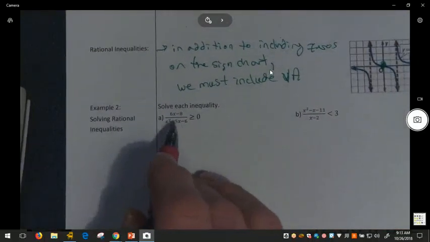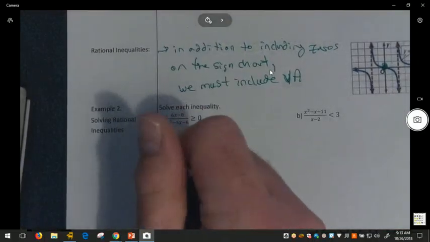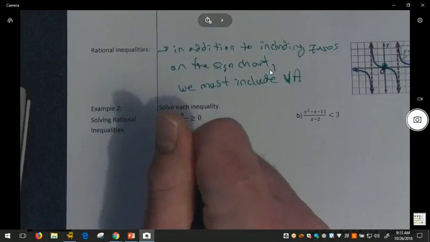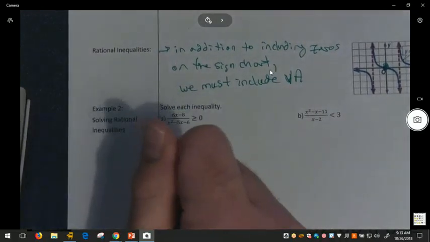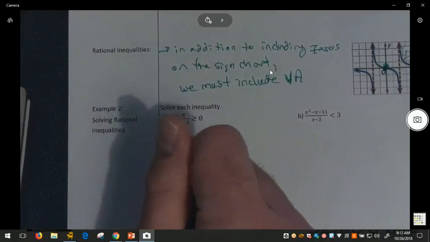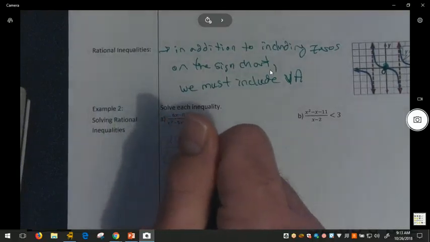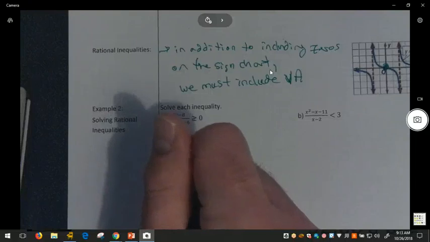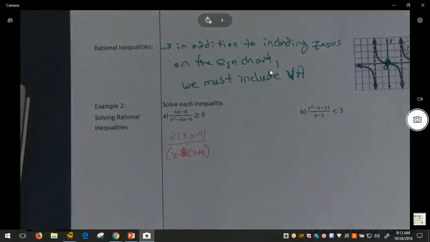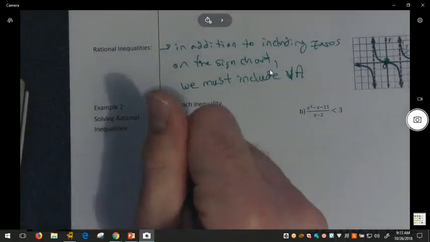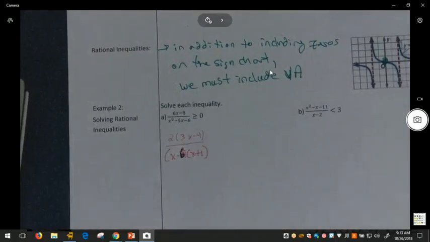Looking at this example right here, I'm going to factor as much as I can. So I have 2 by 3x minus 4 in my numerator, and I have x minus 6 by x plus 1 in my denominator, because they have to add to -5 and multiply to -6. So none of them cancel.